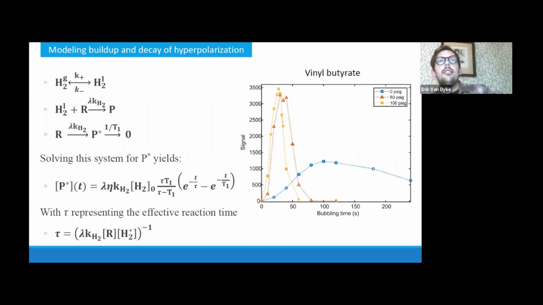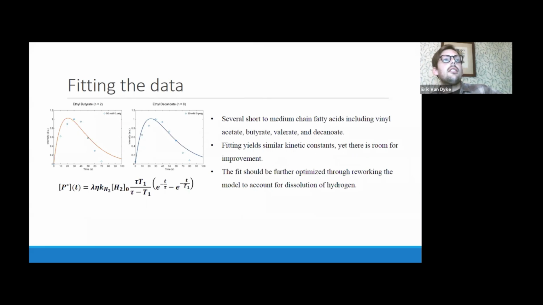Next slide, please. So using this equation here, which has been derived by others before, to fit our data, we still saw not an optimal fit here. So we were attempting to create a better fit by taking into account the dissolution of hydrogen, which isn't accounted for in this model here. And so that's where we're at right now. And looking forward to answering any questions in the poster session. Thank you.